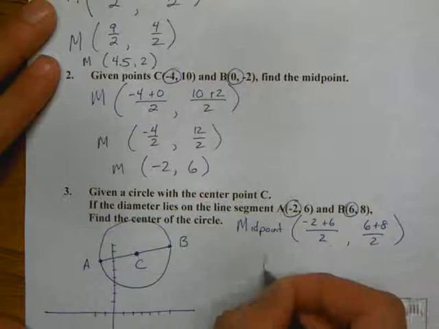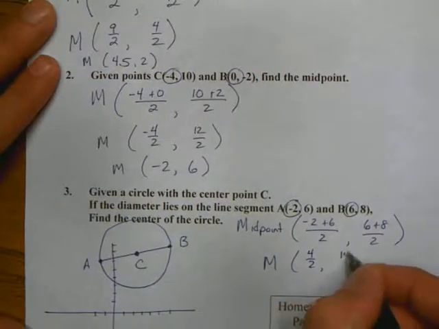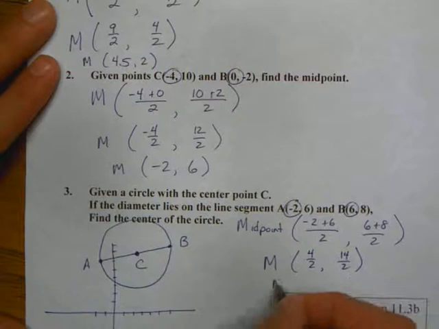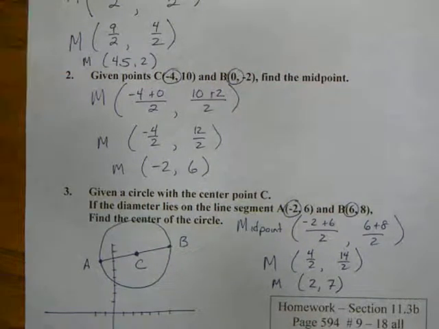So I'm going to add together my x's, negative 2 plus 6 over 2, and then I'm going to add up my y's, 6 plus 8 over 2. So my midpoint is 4 over 2, comma 14 over 2, or very simply 2, comma 7. So sometimes it's going to be very advantageous to graph our information to get a visual representation of the scenario.